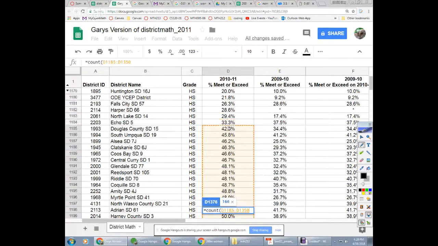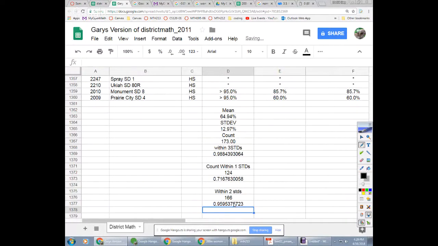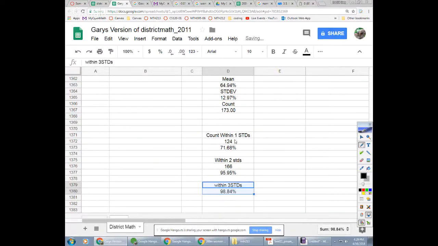All right, so I guess that 42 is the next number above 39. My spreadsheet says there was 166. So if I take 166 divided by the total of 173 schools, I have about 95%. So let's format these as percentages. And sorry, I did them out of order. Let's move you underneath. So we've got within 1 standard deviation, 71%. Within 2 standard deviations, we have 96%. Within 3 standard deviations, 98.8.